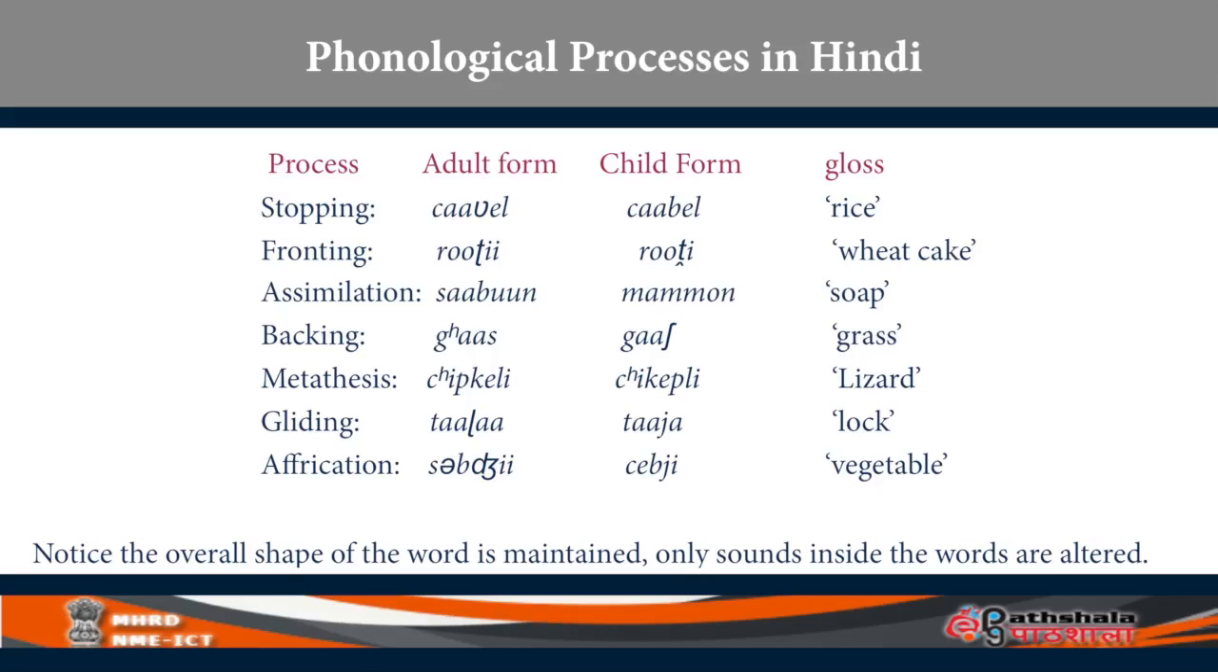Sabji, vegetable, the child is saying chepji. So again here this affrication problem is there. But if you stare at this child's pronunciations, the overall shape of the word is there. Only something is happening to the sounds within words. That's why in my title of this lecture I said sounds in words. So what happens to the way children utter sounds within words, you look at it, the template is maintained.